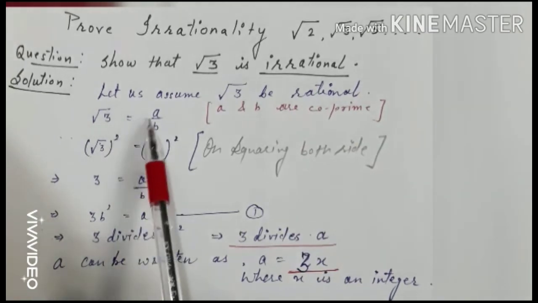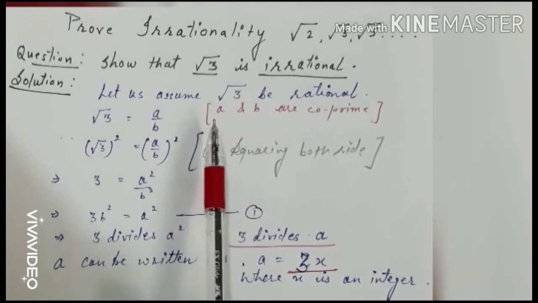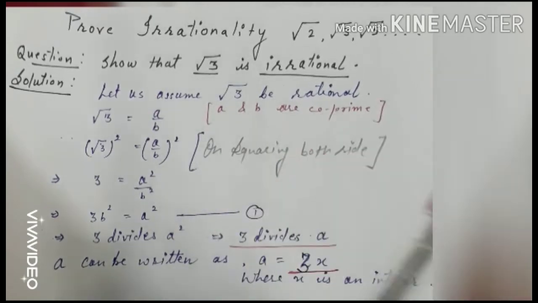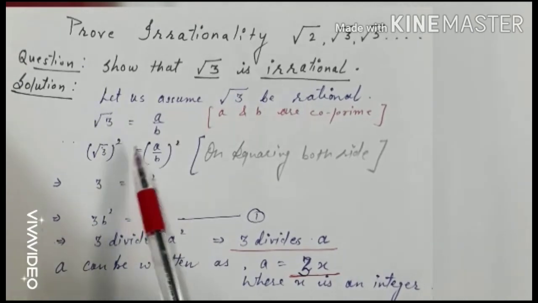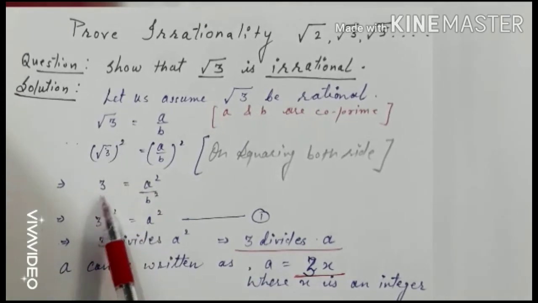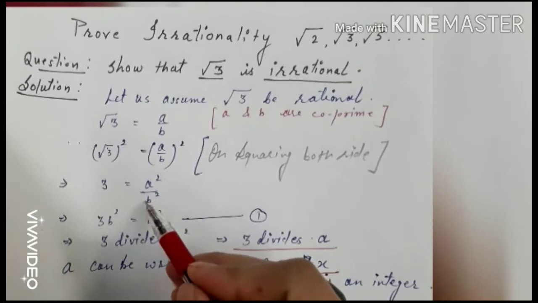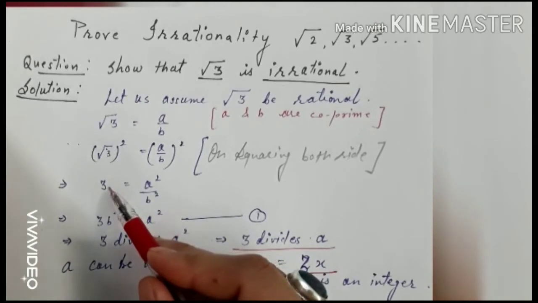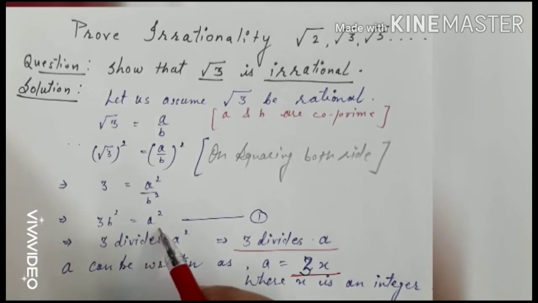So root 3 equals a upon b, where we have chosen a and b as numbers. a and b are co-prime. Co-prime means whose HCF is only 1, that means they have no common factor other than 1. So root 3 is equal to a upon b. Now squaring both sides, root 3 squared becomes 3 and a upon b squared becomes a square upon b square. Then b square is in the denominator, so it goes to the left hand side. So it becomes 3b square equal to a square.